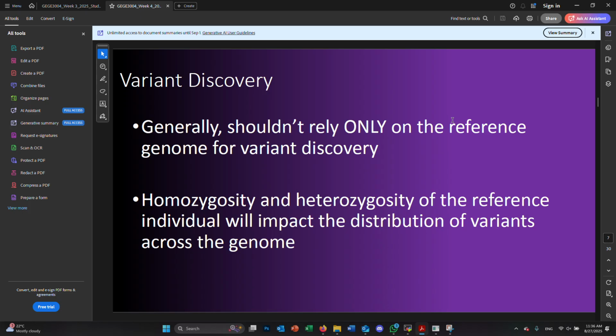And the reference individual can have at most 2 different chromosomes, right, unless it is karyotypically abnormal. So homozygosity or heterozygosity of the reference individual will therefore affect the distribution of variants across the genome.